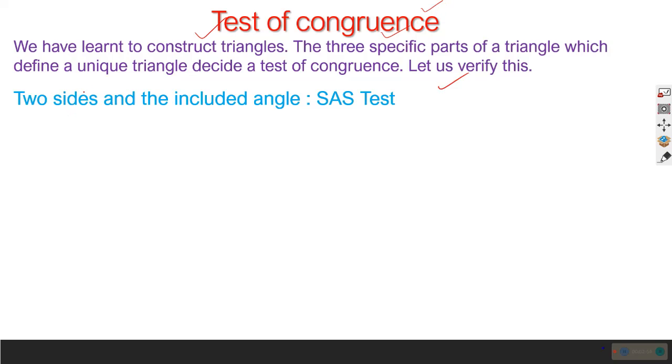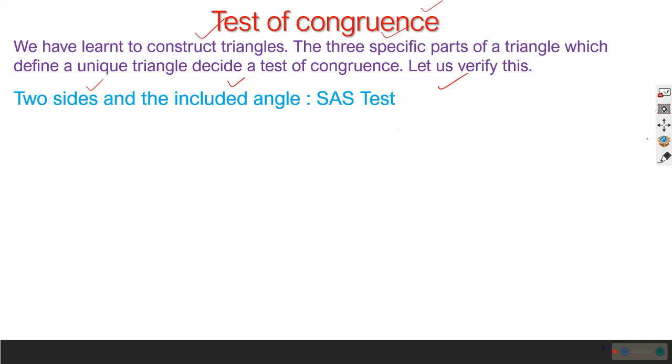Taking that into consideration, we have developed a certain verification system which we call the test of congruence. The first one for you is: two sides and the included angle of one triangle, if congruent with the corresponding sides and included angle of the other triangle, then the triangles will be congruent. That means here we are checking the congruency of two sides and the included angle.